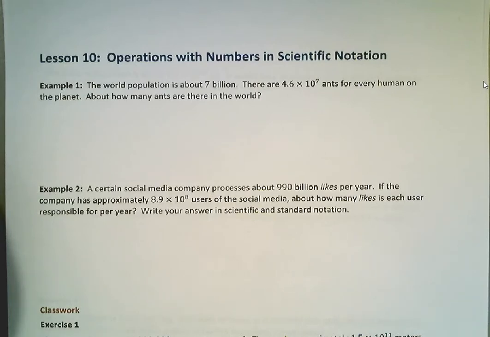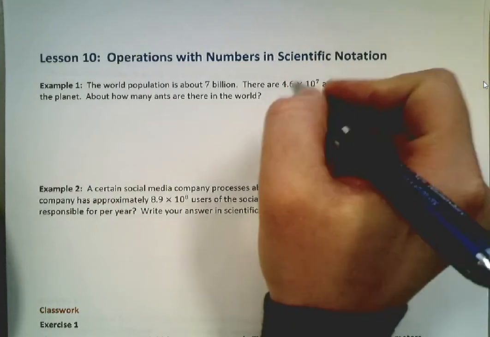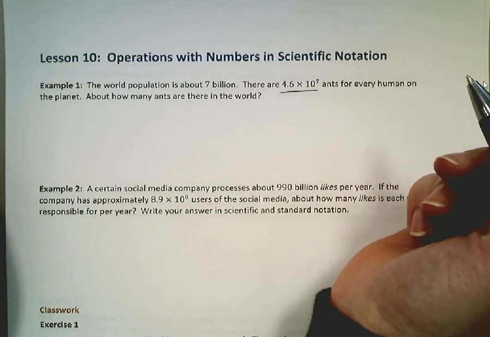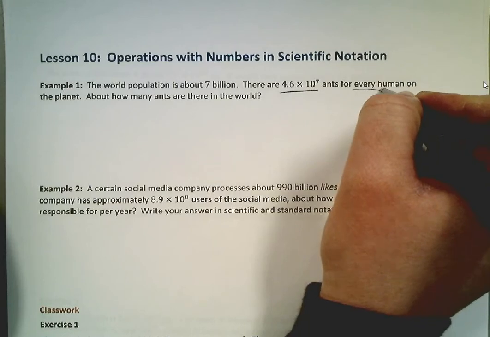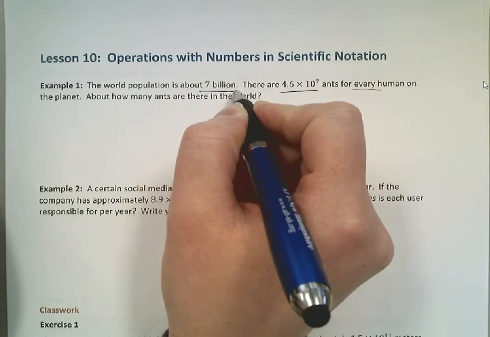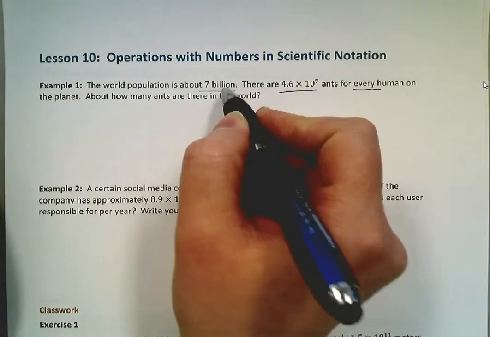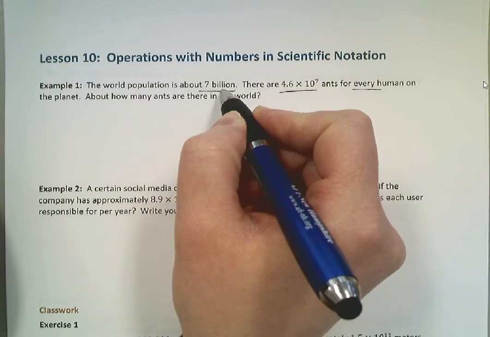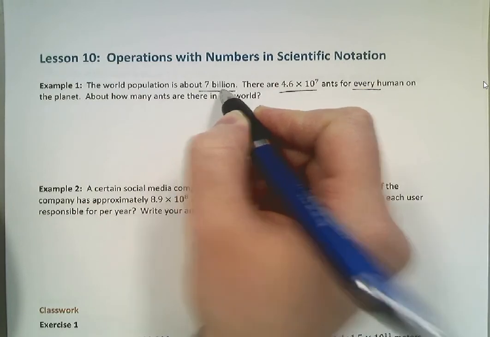Example 1. The world's population is about 7 billion. There are 4.6 times 10 to the 7th ants for every human on the planet. About how many ants are there in the world? So first, the easiest way of doing some problem solving is to visualize the situation. We know that there are 4.6 times 10 to the 7th ants for every human, and there are 7 billion of those humans. So we probably want to multiply this number by this number to see how many ants there are in the world, right?